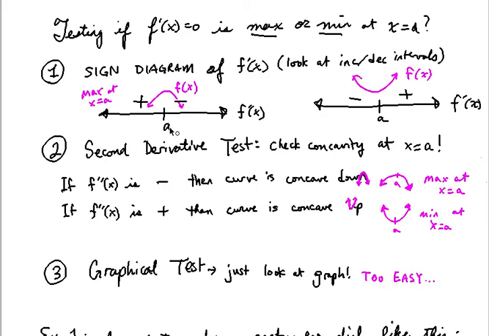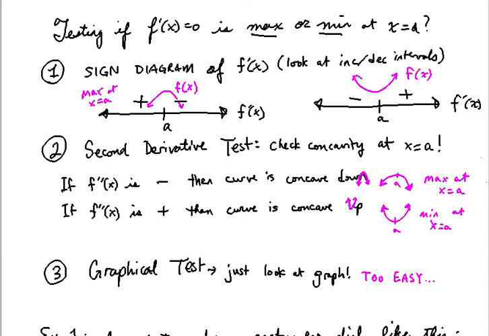So if you plug x equals a right into the second derivative and the number turns out to be negative, then it will be concave down, since if the second derivative is negative, the curve is concave down. We know that relationship. And so we end up with a maximum at x equals a. This is called the second derivative test. If f double prime of x is positive, then the curve is concave up, and so we have a minimum at x equals a.